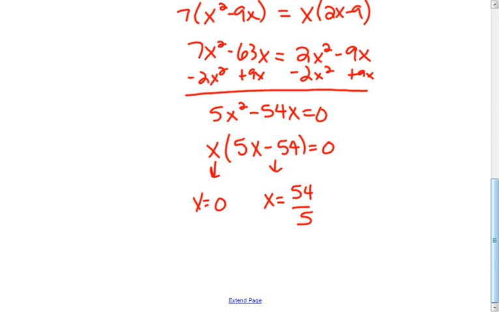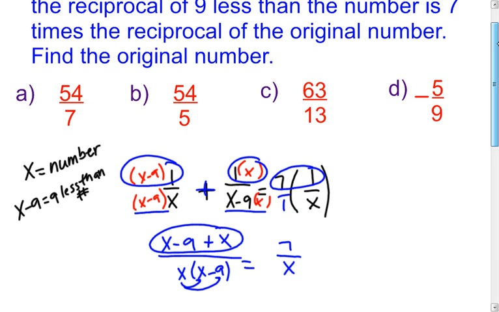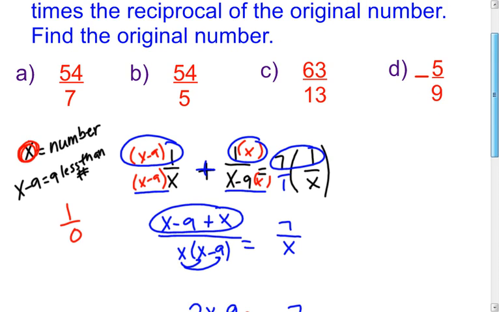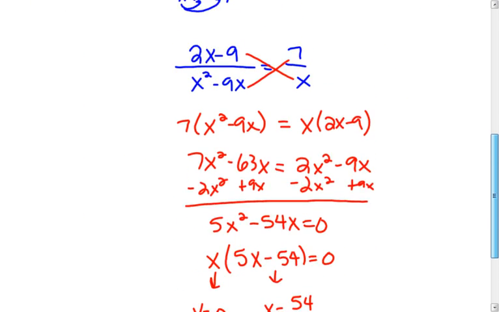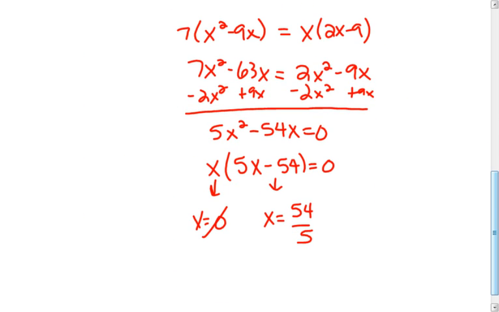Okay? Find the original number. And you need to check this. And here's the deal. It can't be 0, and here's why. You have two choices. It can't be 0 because when you take the reciprocal of the original number, if the original number was 0, then when I did 1 over 0, I would have a number that's undefined. So when I did the reciprocal of 0, I'd have 1 over 0, and that is undefined. And so in this situation, the 0 will not work, and so x has to be 54 fifths.